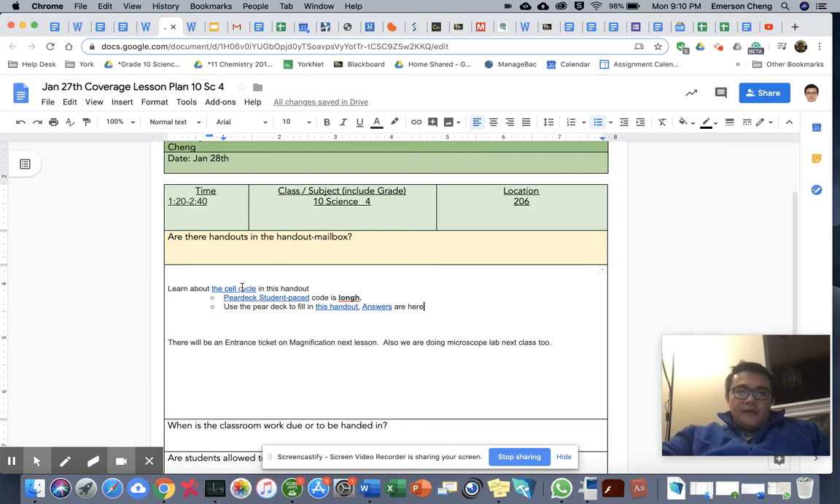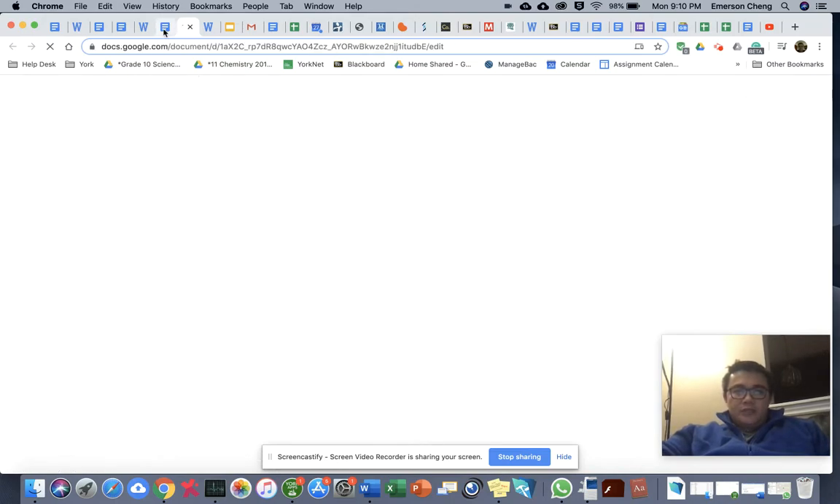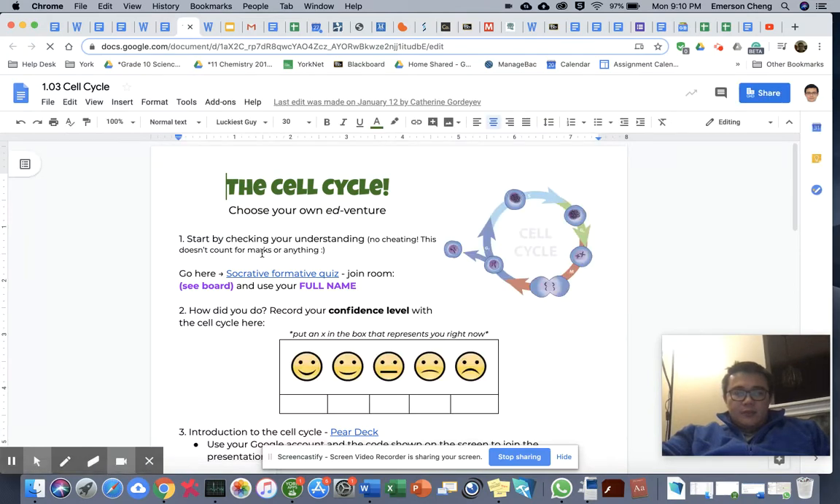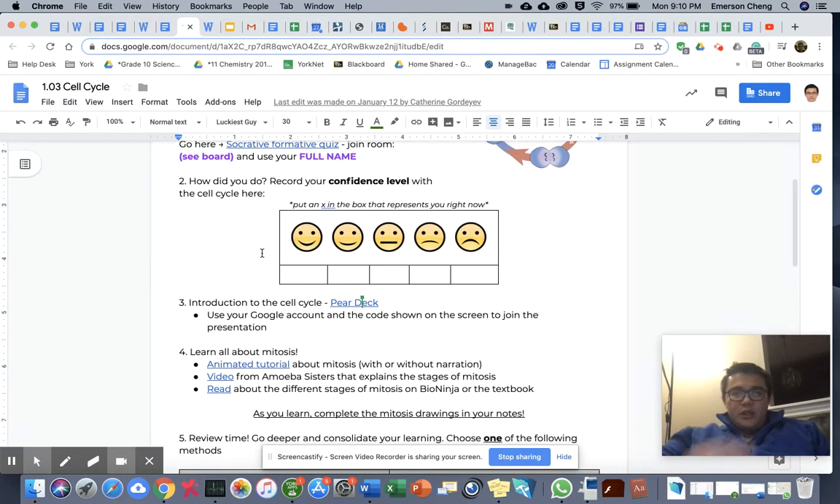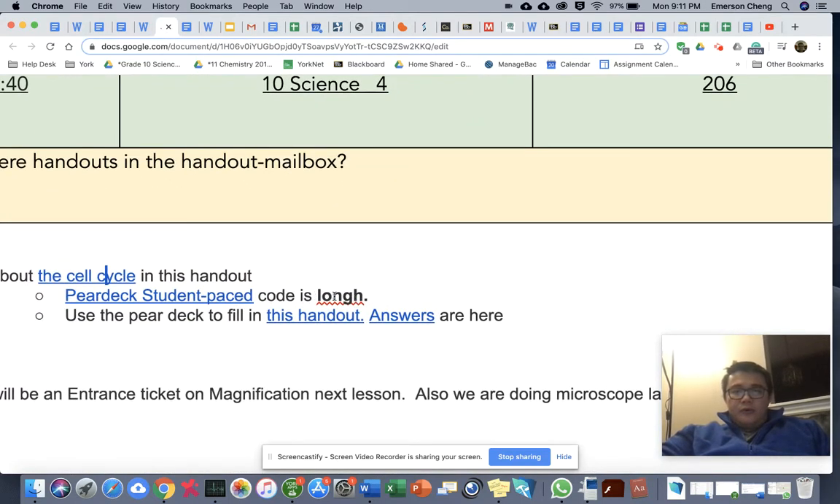I'm gonna share this cell cycle handout with you. This will be in your Google Drive, so it will look like this. On this document, I want you to go here and use the Pear Deck. The code to use this Pear Deck, it will be student paced work, is LONGH, and you're going to use the Pear Deck slide to fill out this particular handout.